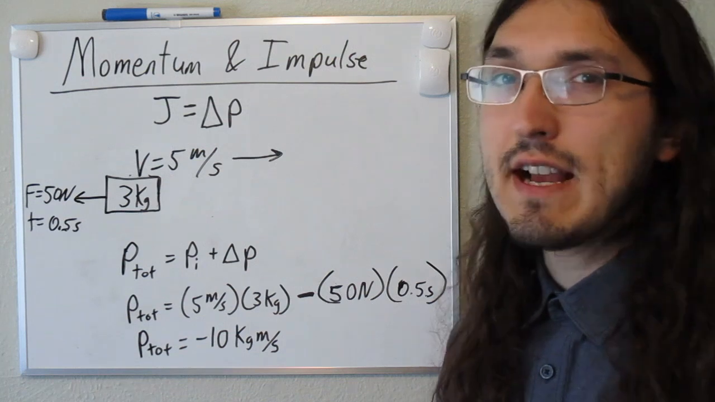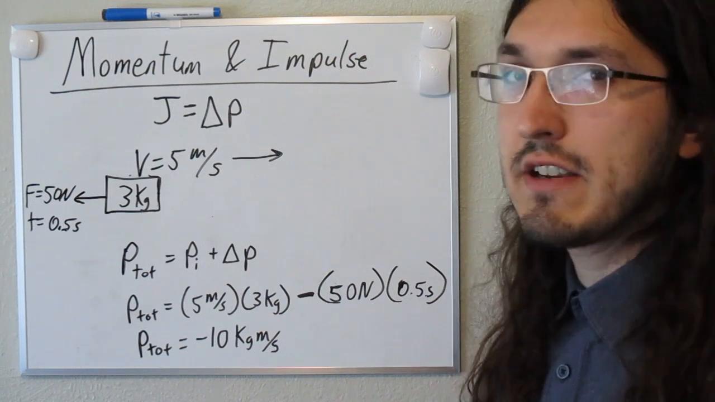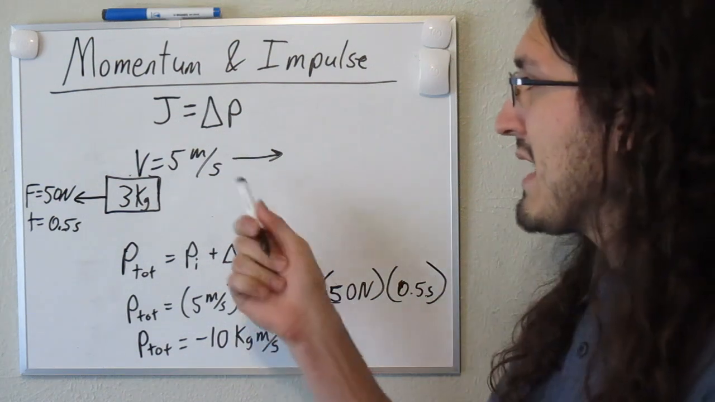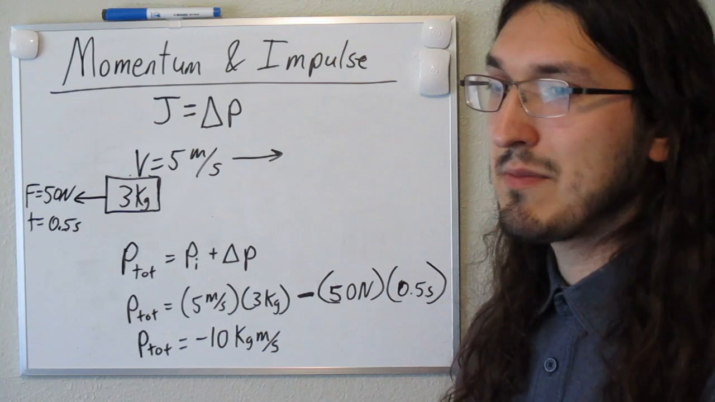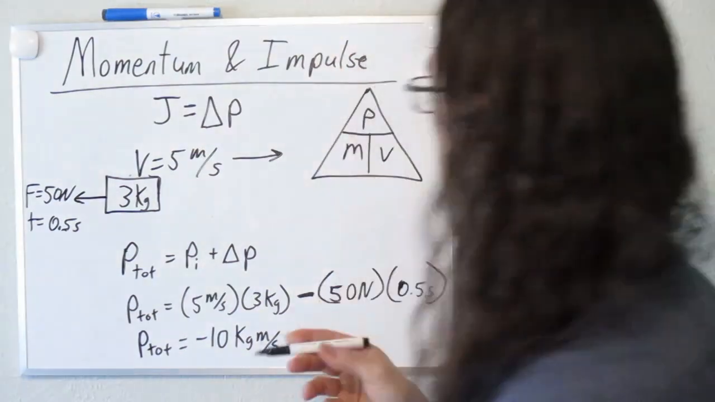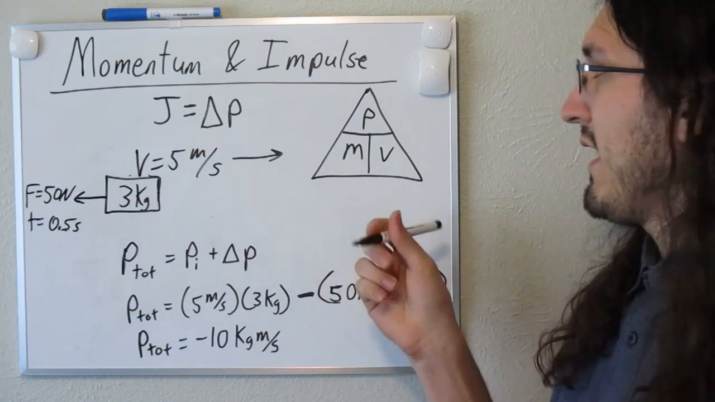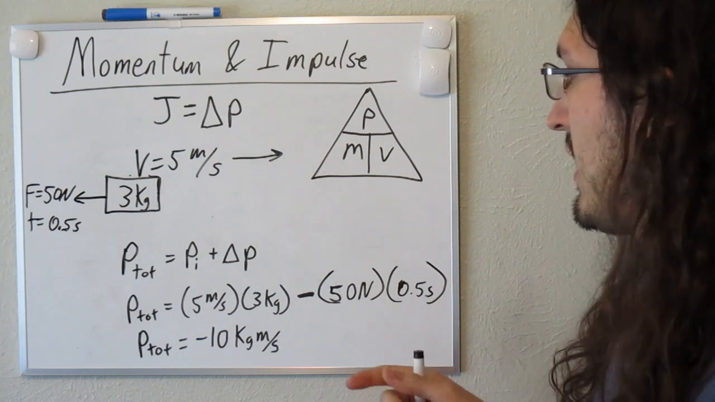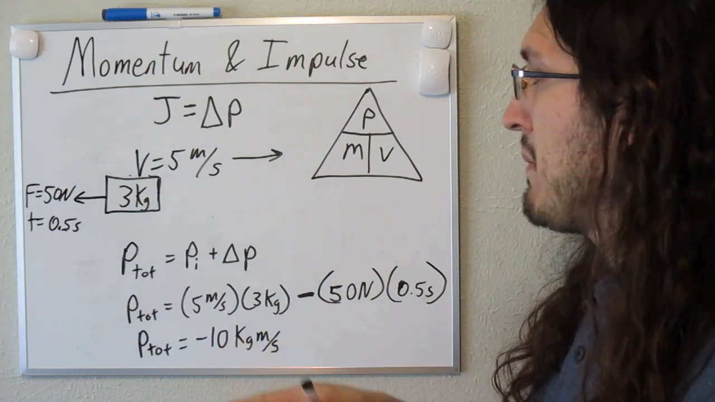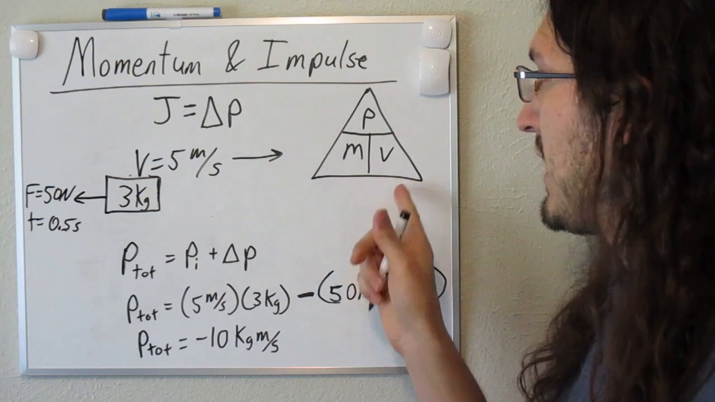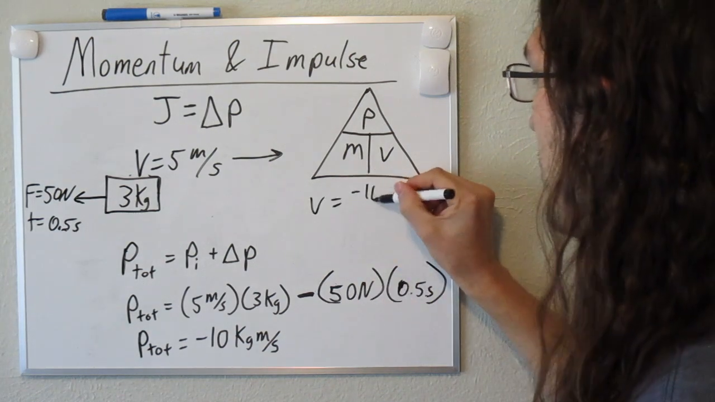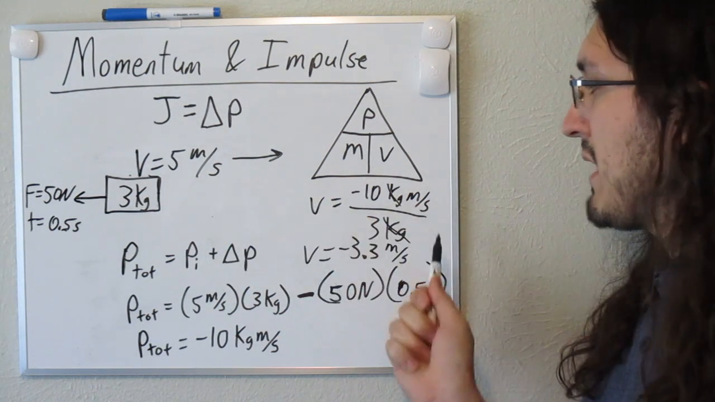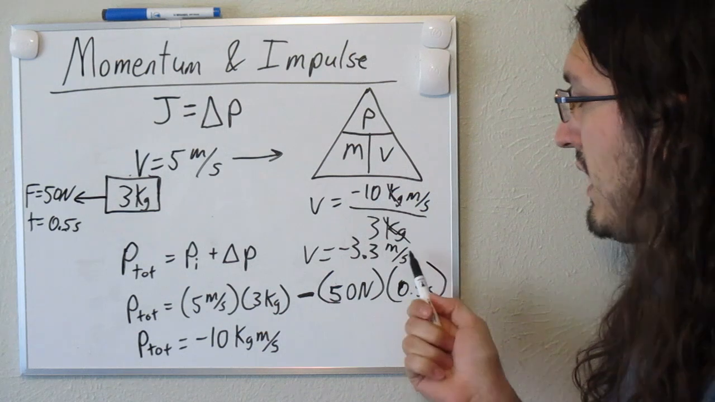If I wanted to find out how fast it was going after the collision, I could also figure that out by saying, well, I know momentum is equal to mass times velocity. I know the mass didn't change, because unless this is a car and something flew out of it, the mass is going to stay the same. I drew my triangle here for momentum, and if I want to solve for velocity, it's going to be momentum divided by mass. I found that my momentum was 10 and my mass is 3, so my velocity is going to be negative 10 because it's going to the left, divided by 3 kilograms. Negative 10 divided by 3 gives me negative 3.3 repeating meters per second.